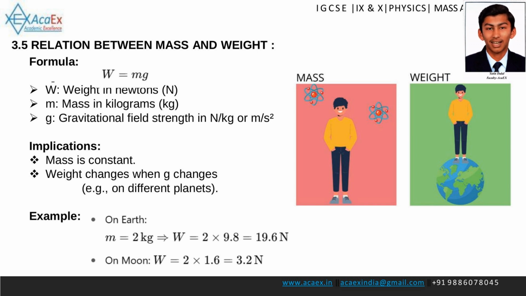Implications: mass is constant, but weight changes when g changes, for example, on different planets. Example: a 2 kilogram mass on Earth has a weight of 2 times 9.8 equals 19.6 N. On the Moon, its weight would be 2 times 1.6 equals 3.2 N.